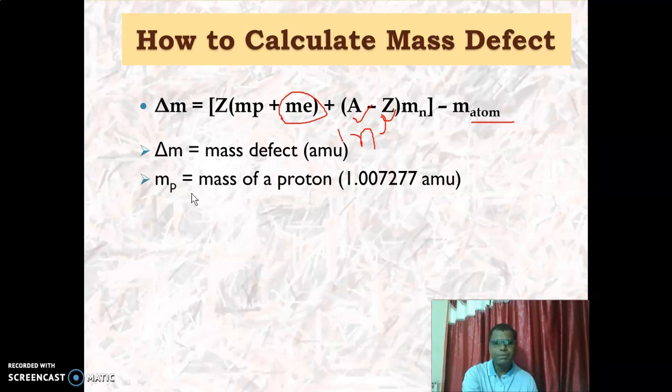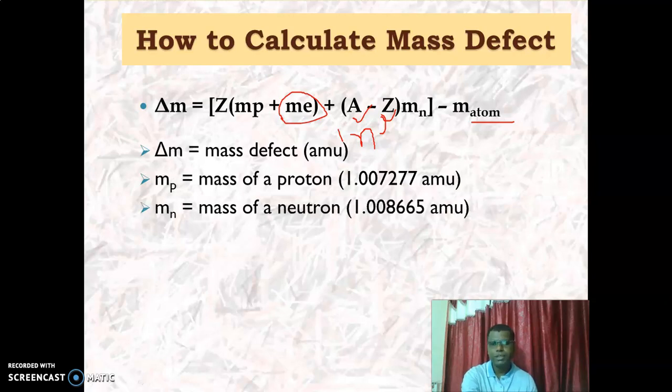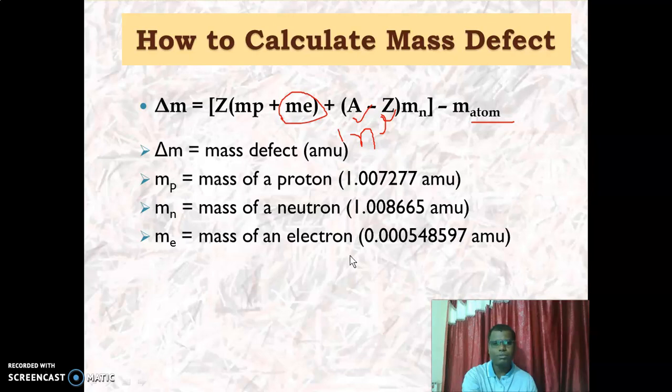M suffix P is the mass of a proton, which has a theoretical value of 1.007277 atomic mass units, but whenever we actually measure it, we definitely get less than 1. The mass of a neutron is expected to be 1.008665 atomic mass units, while the mass of an electron is very negligible, at 0.00548597.